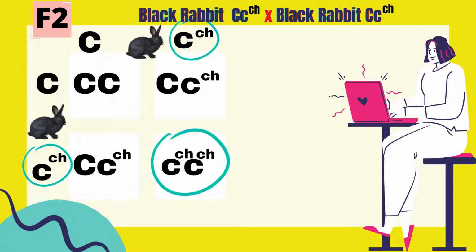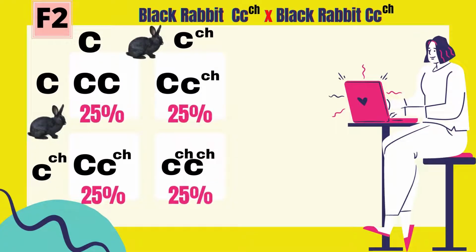For the fourth square, combine lowercase c with superscript ch and lowercase c with superscript ch, and so we have the fourth offspring. For every square, that is equivalent to 25%. Now, tingnan mabuti ang bawat square at alamin kung sino ang magkakahawig ang mga letra at sino ang magkakaiba for us to determine the genotype. Analyze each square and boxes.